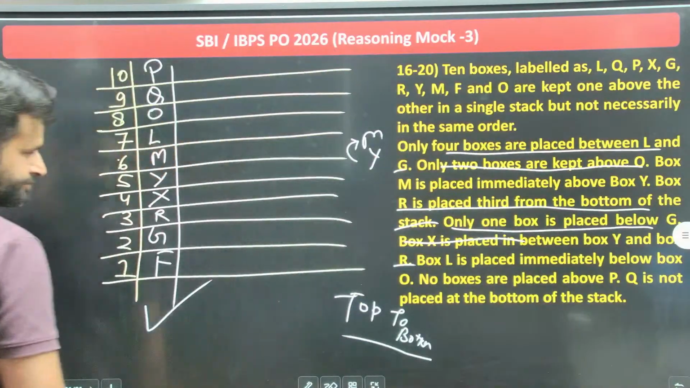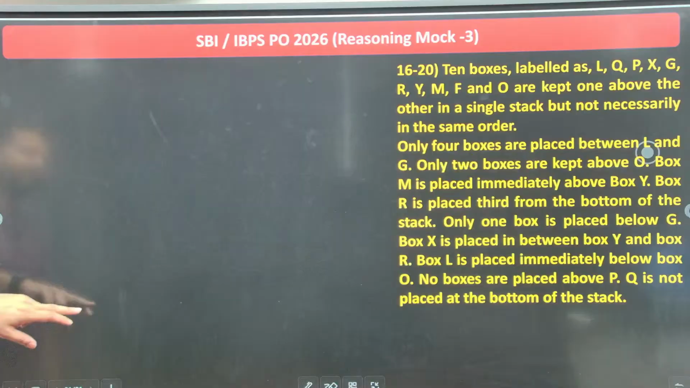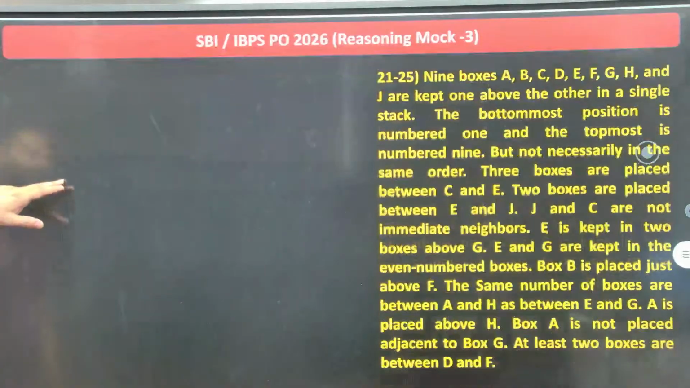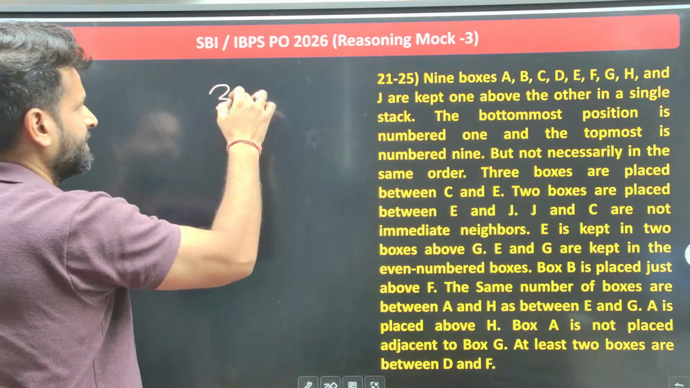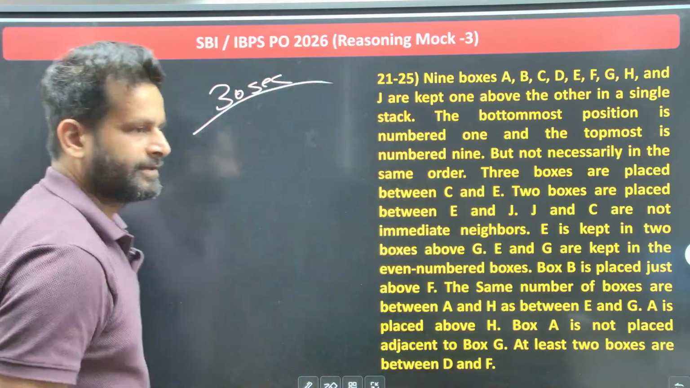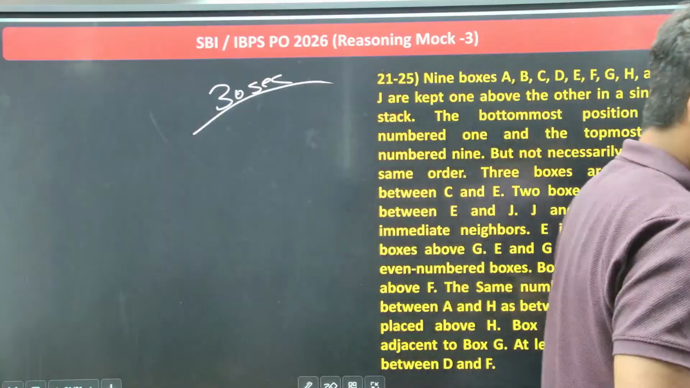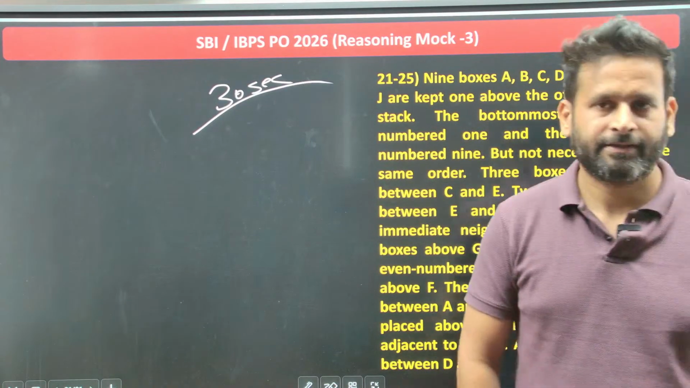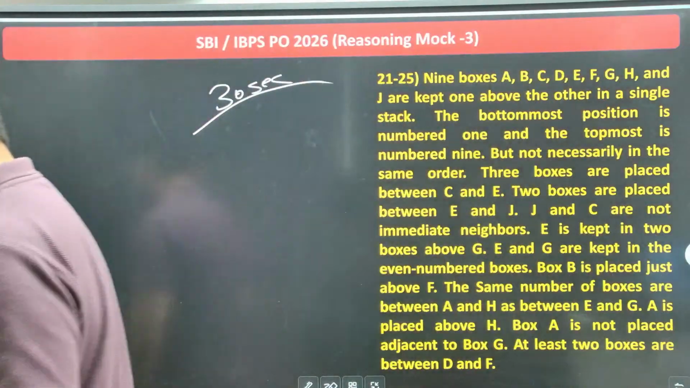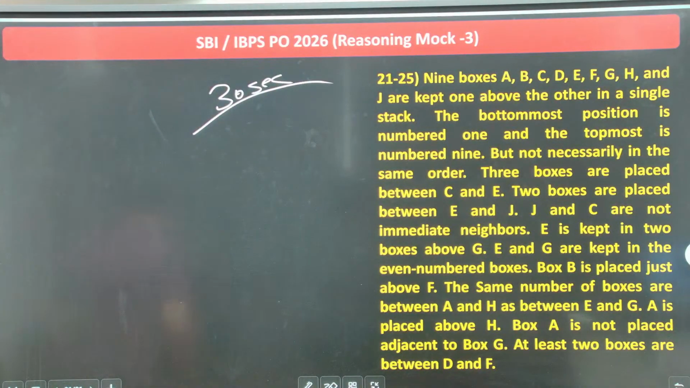All right. Next. Third set, 21 to 25. 30 seconds to 1 minute. If you are able to solve this before that, you can let me know or you can share in the comment section your answer. Take 30 seconds. At least give it a reading.